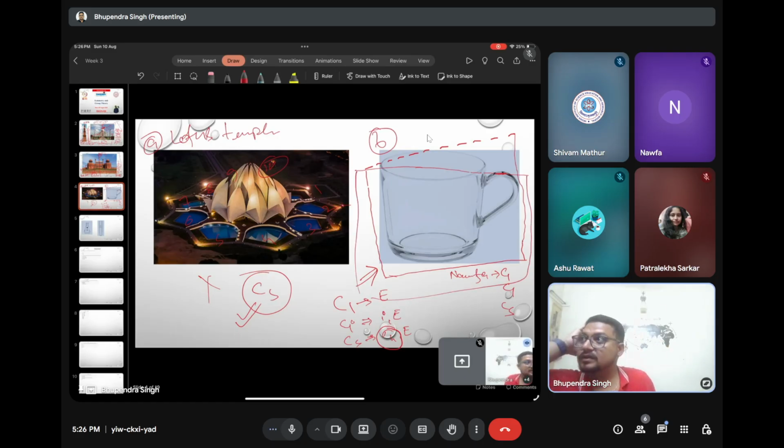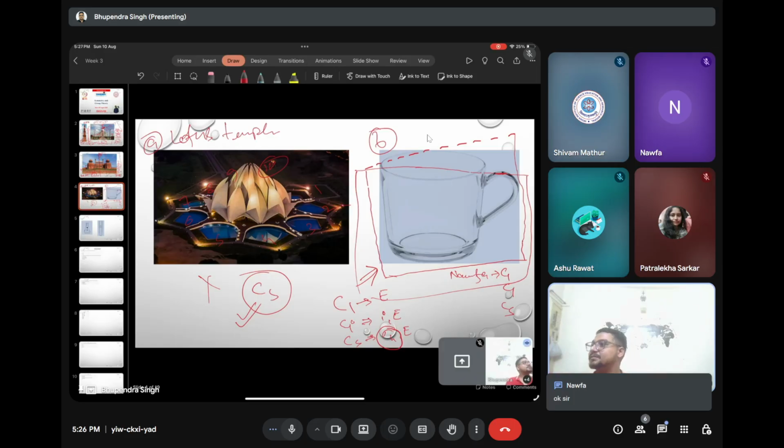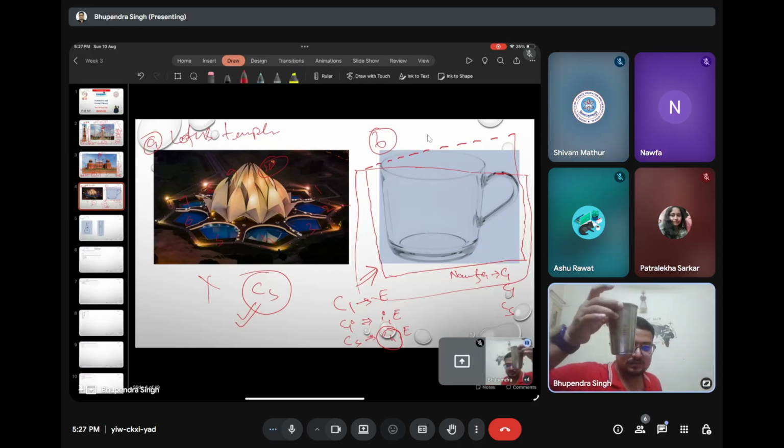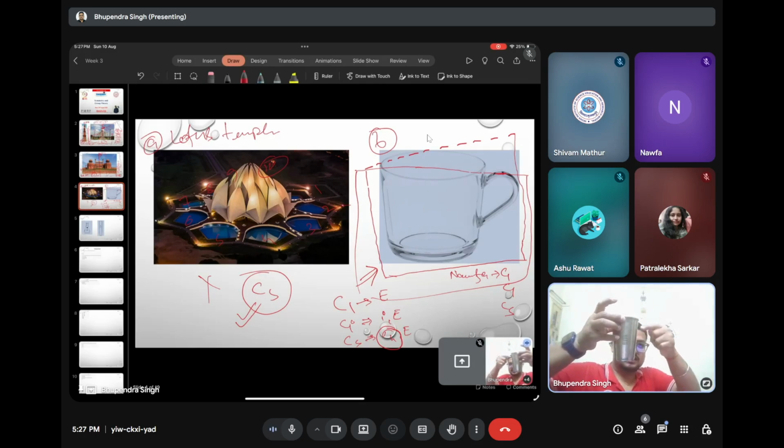Just like you have a cup, you don't have a cup here. Okay, anyway, let's say we have this glass, right? Here is your handle, the cup handle. You are holding it like this.